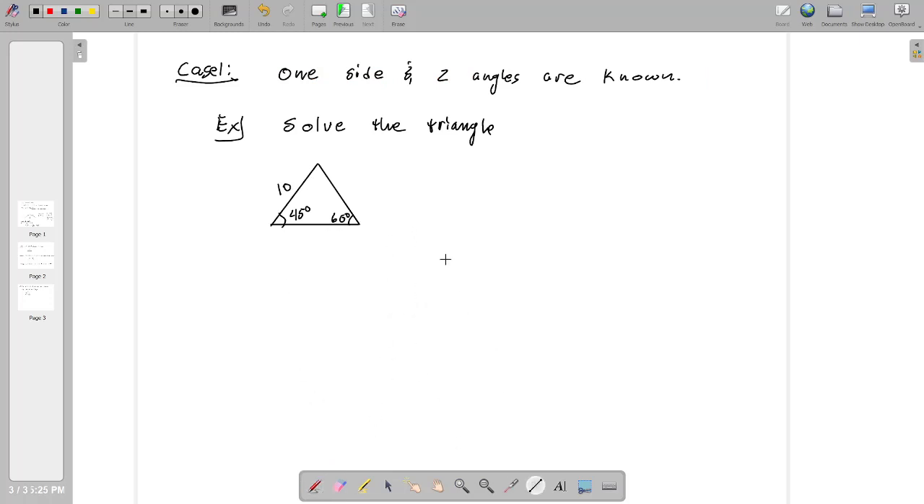I'm going to go ahead and label my triangle next. Say we have C is equal to 10. That means that this angle is C, which is 60 degrees. We have our angle A here, which is 45 degrees, which means this is side A, and then we have an unknown angle B and an unknown side B.